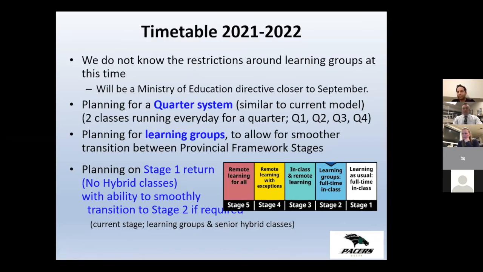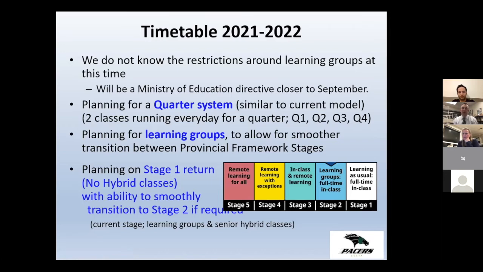Now, Mr. Annandale, if you have any comments about this timetable piece, feel free to jump in, or I can move on to the next slide. Again, as I say, we're currently waiting right now, as everybody is. We don't know what our situation will be in September. It is likely that we will still have some sort of restrictions around learning groups as the vaccinations are unlikely to have been finalized by September. We're hoping that they are.